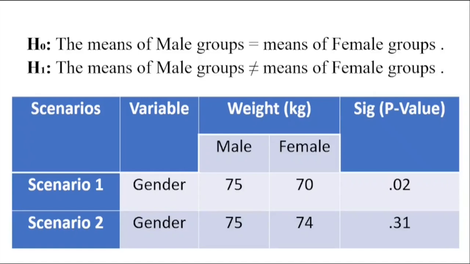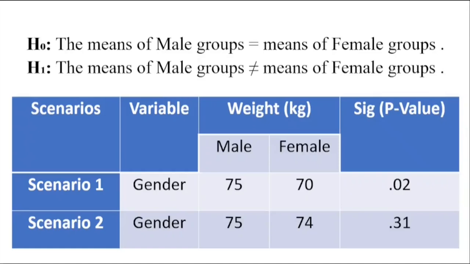Implying there is no difference in the mean weight between males and females. The result supports the alternative hypothesis that states that the means of both groups are not equal, implying there is a significant difference in average weight based on gender.